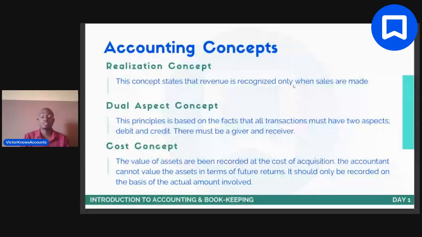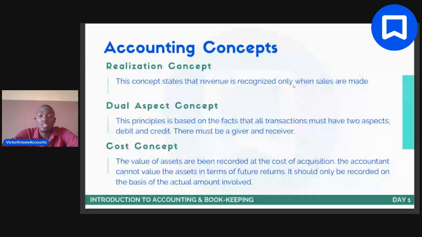For example, you have a phone. When you are asked the value of your phone, you record the value of your phone at the amount you bought it, whatever the amount is. Now it says the accountant cannot value the asset in terms of future returns. That is, you cannot value your phone in terms of what you will gain from that phone according to the historical cost concept. But you should record it on the basis of the actual amount involved.